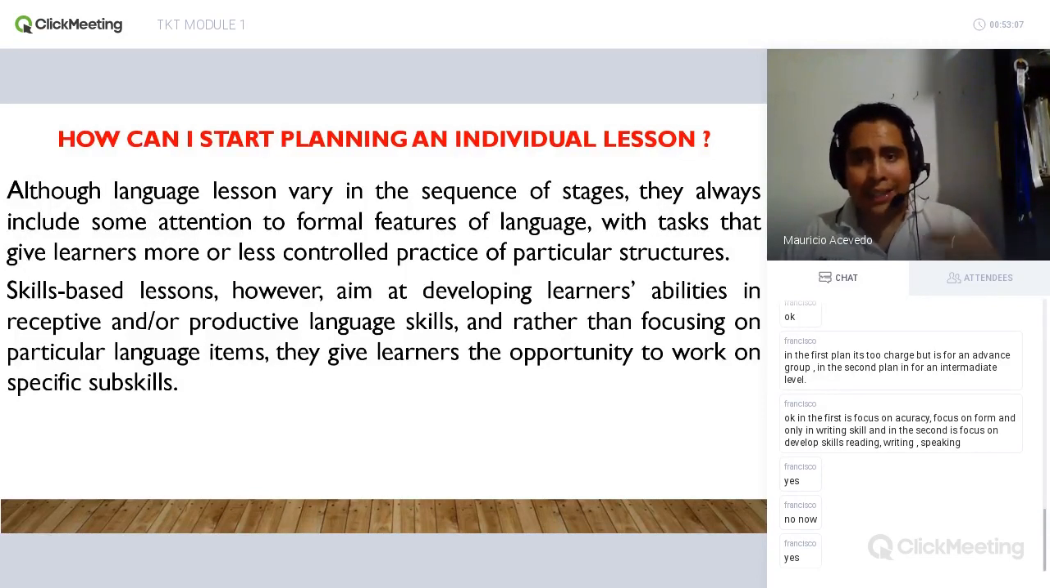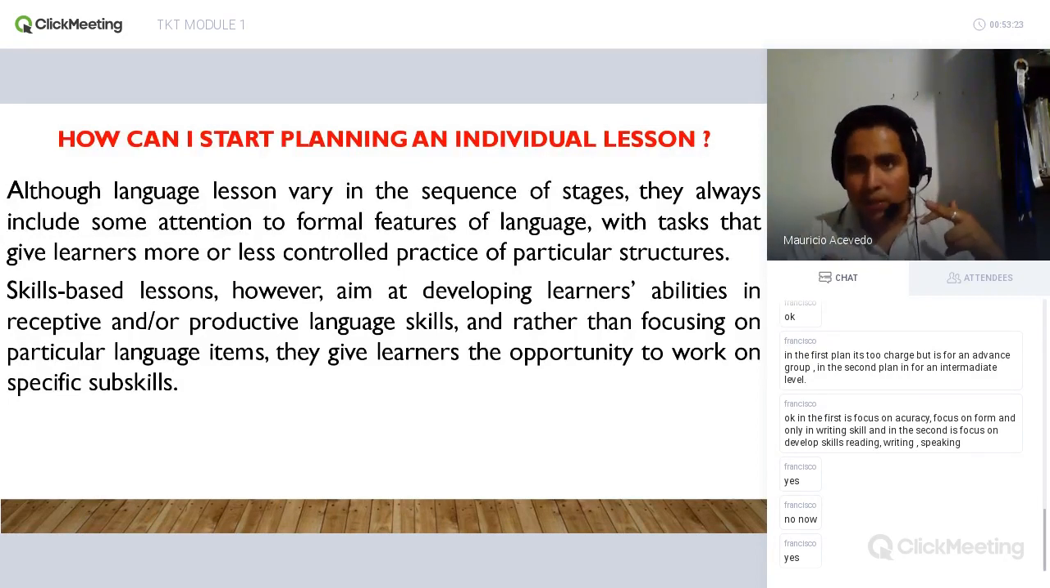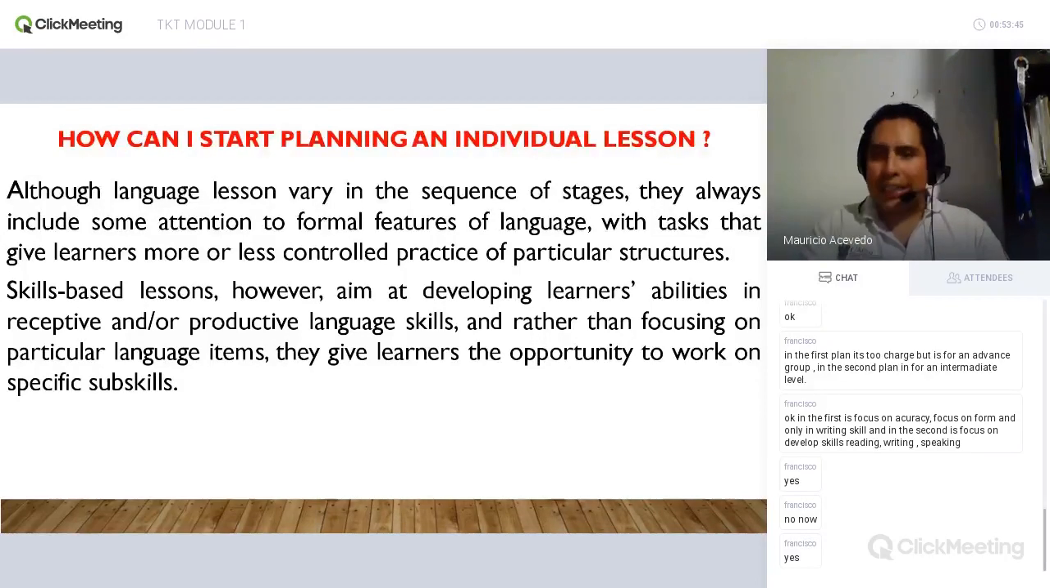If you are going to plan an individual lesson, you need to think if it is going to be more for accuracy, if you're going to be teaching grammar, or aspects of the language such as pronunciation, fluency, and everything, or if you're going to be teaching skills, practicing reading, listening. Obviously, you can put them together, that's for sure, but all the time you will need to focus your lesson on one of those. You cannot have both in the same range. So this is for an individual lesson.